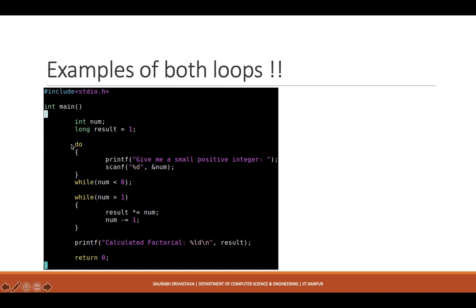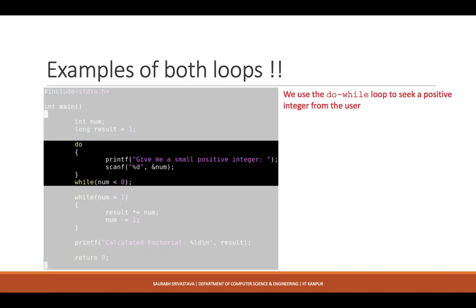So this is what I have done. I have added a do while loop first. Essentially what this do while loop is doing is something like this. I will first print a message to the user saying give me a small positive integer. Then I use a scanf to scan this number. Now the idea is that if the user enters a negative number, I want to keep demanding one more, right? So if the user gives me -5 for example, I would repeat the same message, give me a small positive integer, and then ask for one more input. So this is the idea.